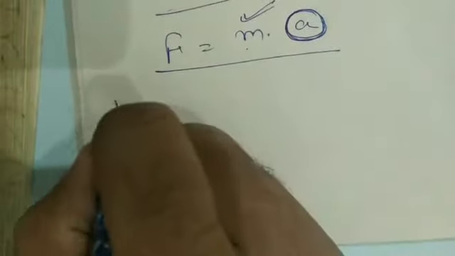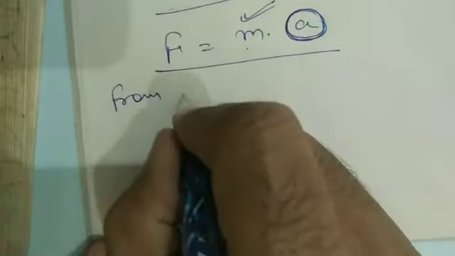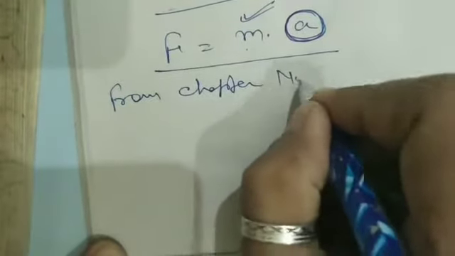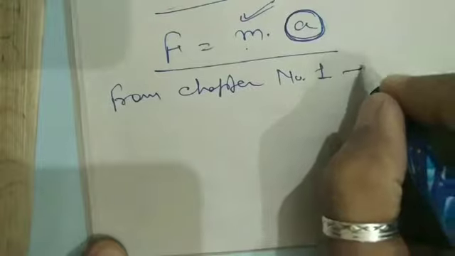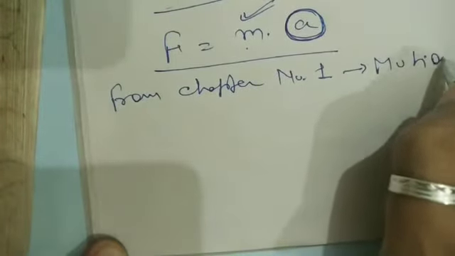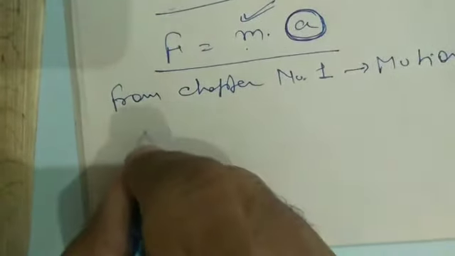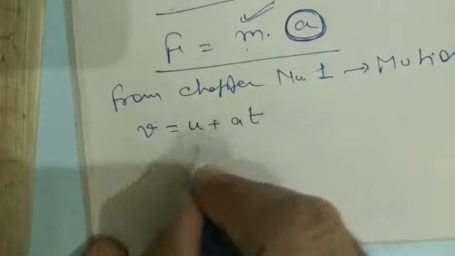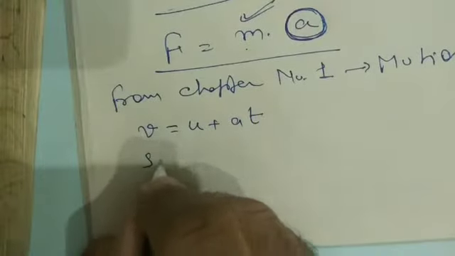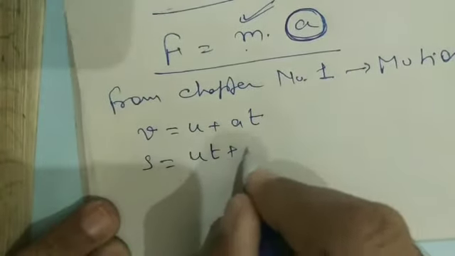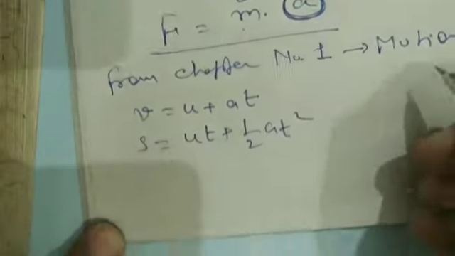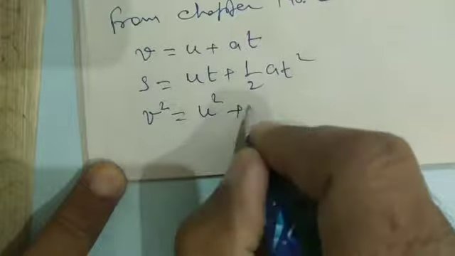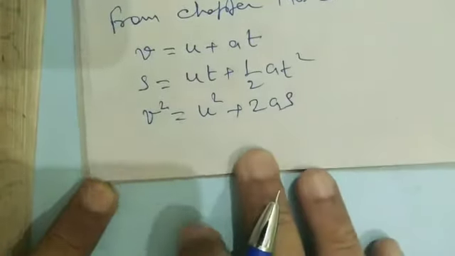From the chapter number 1, that is motion, you have studied the three equations. The first equation, v is equal to u plus at, and the second equation, s equal to ut plus half at square, and the third equation, v square equal to u square plus 2as.